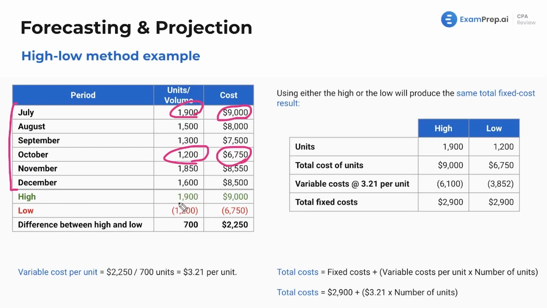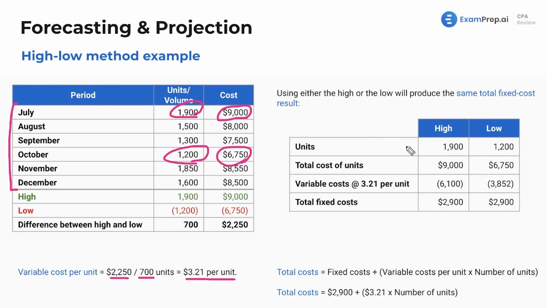You compare the two, you subtract one from the other, and you get the difference between the high and the low. And then we just take our total cost difference between the high and the low, divide that by our amount of units, the difference again. That gets us 2250 divided by 700, $3.21 per unit. Now, what do we do with this? We are going to essentially use this as our variable costs, right? Now, using either the high or the low will produce the same total fixed cost result.